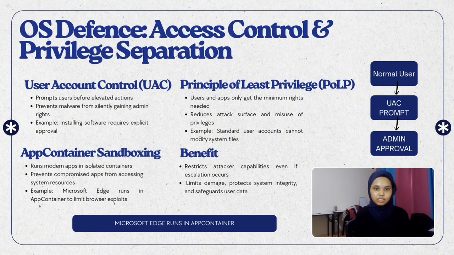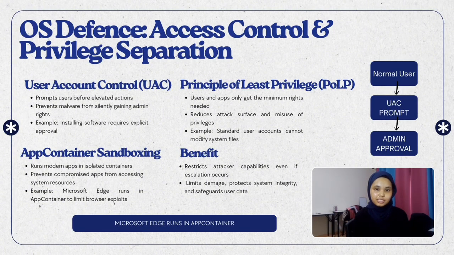Let's start with User Account Control, or UAC. This is the feature that prompts users before allowing elevated actions like installing software or changing system settings. It acts as a barrier, preventing malware or unauthorized apps from silently gaining admin rights. For example, if a program tries to make changes, UAC will ask for permission, giving users a chance to block it.